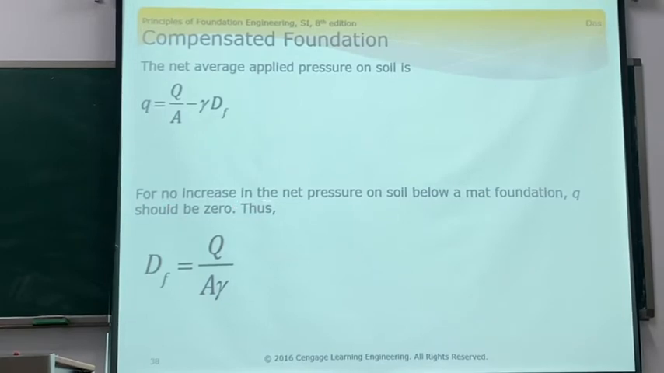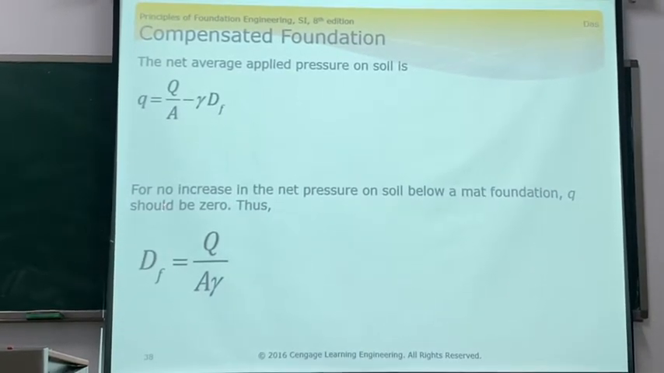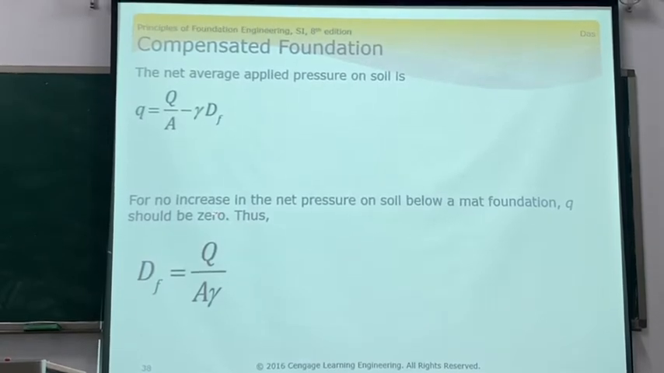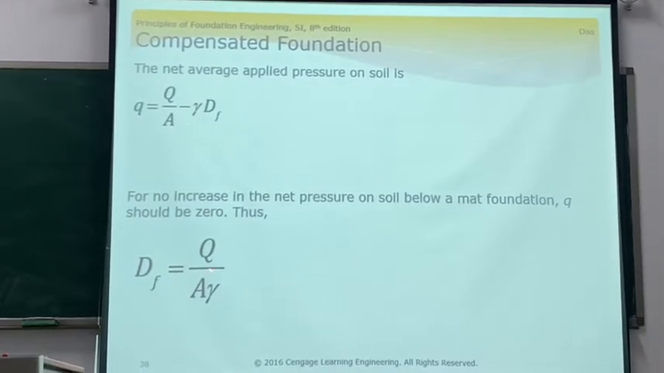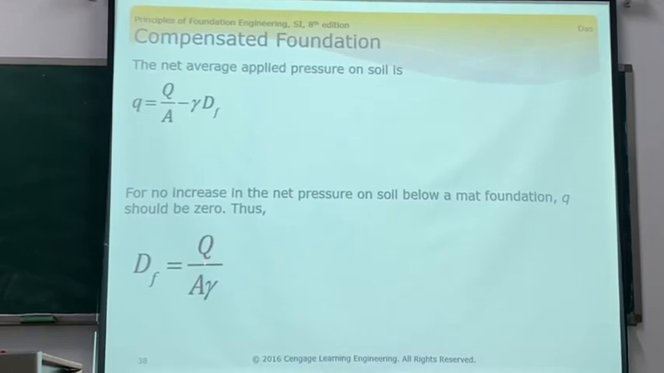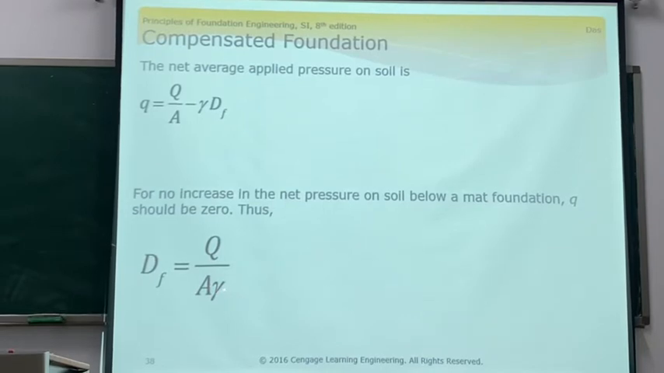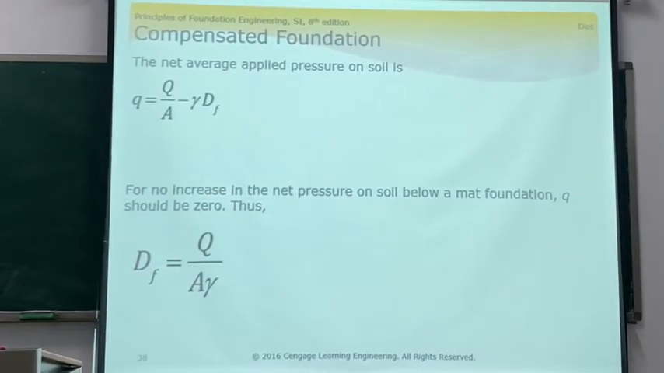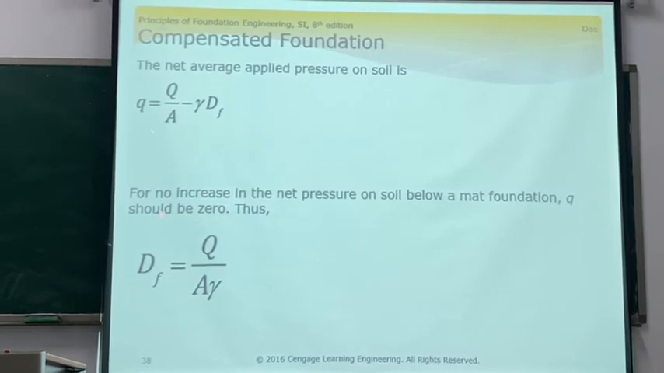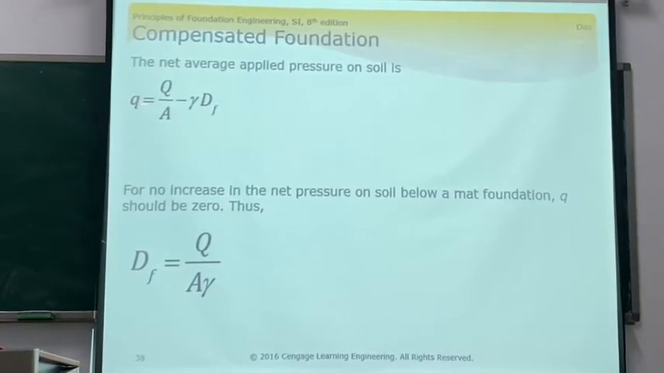For no reason, the net pressure on soil below the mat foundation, the Q should be 0. Then from this equation we can get Q equals dF multiplied by the A arrow of the gamma D. So for example, this Q is 0.